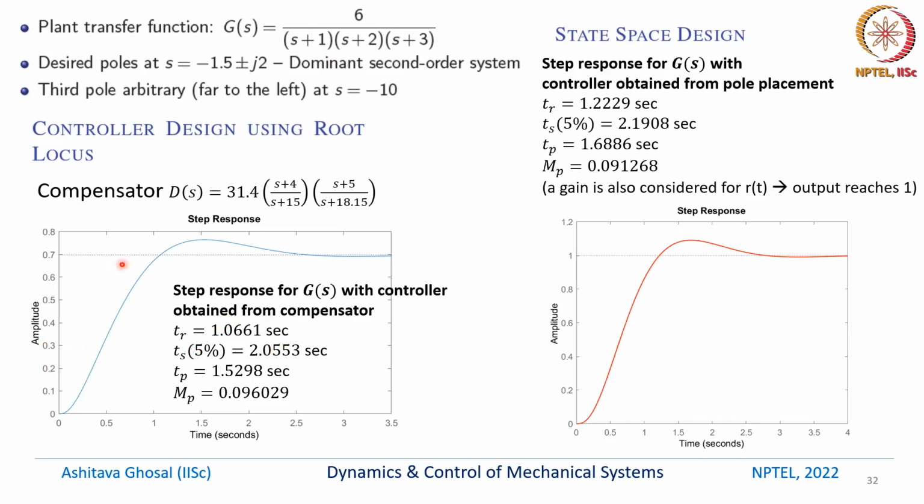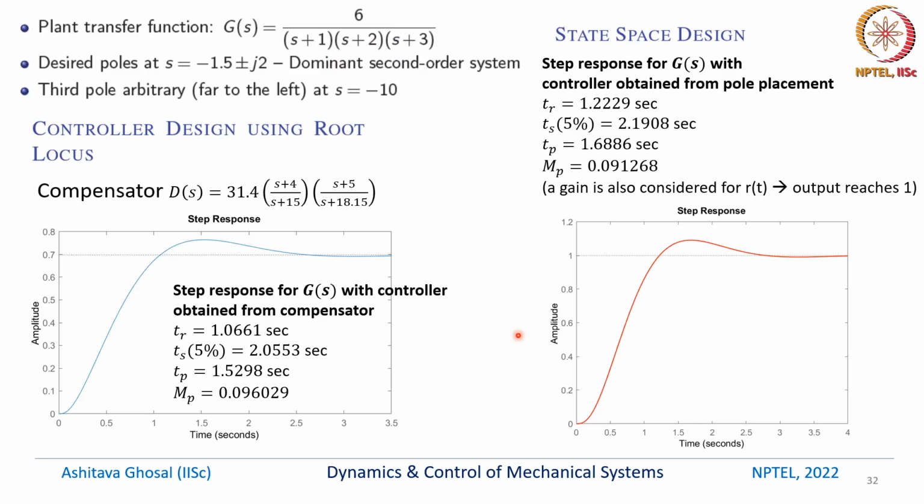So the differences between these two designs are several. One is, in this design, the system settles at around 0.7, whereas here the system settles at around 0.1. So there is a steady state error for this design, whereas there is no steady state error for this design. The other parameters like rise time, settling time, TP and MP, peak overshoot, are sort of similar. But you can see that the design using state space looks better. And in fact it is also easier.